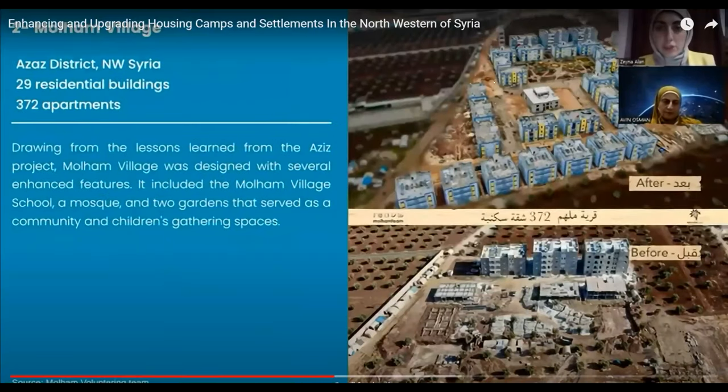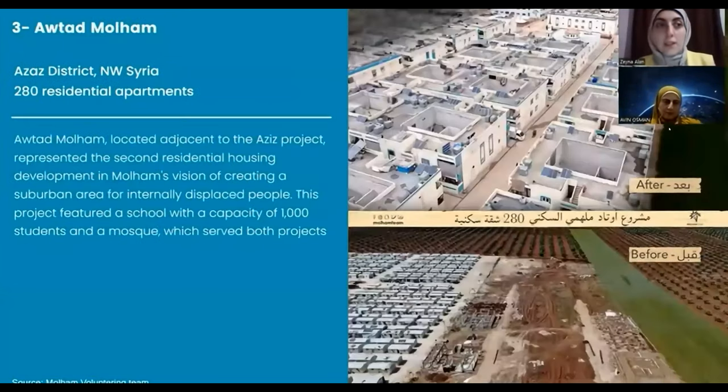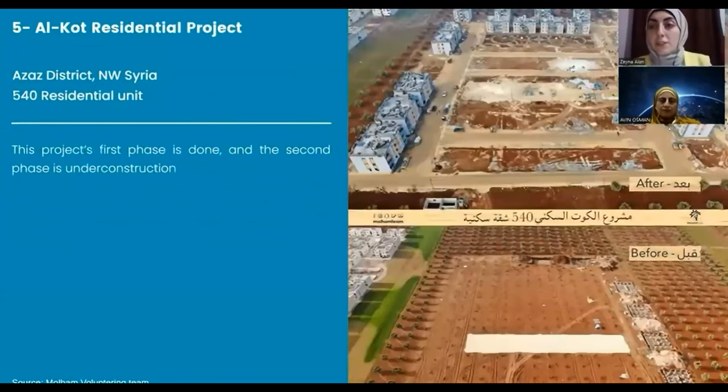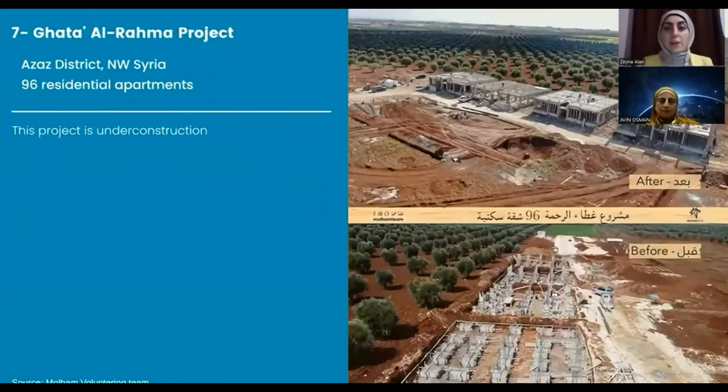This is their other project, Mulham Village. It has more services than the first project. It has a mosque, school, and two gardens. Outad is built next to the first project, Aziz, and it has a school that serves the two projects. Astawasia is also built next to the other projects and benefits from their services. Today they have a lot of projects under construction, like Rikot, Tamrat al-Khair, and Muzita al-Rahmah.